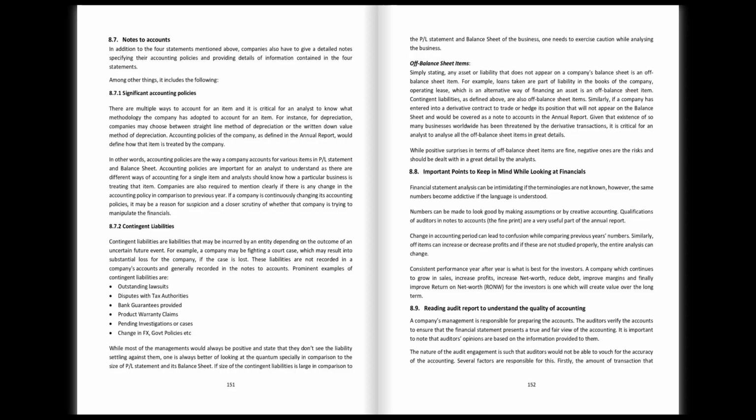Contingent liabilities, as defined above, are also off-balance sheet items. Similarly, if a company has entered into a derivative contract to trade or hedge its position, that will not appear on the balance sheet and would be covered as a note to accounts in the annual report. Given that the existence of so many businesses worldwide has been threatened by derivative transactions, it is critical for an analyst to analyze all the off-balance sheet items in great detail.